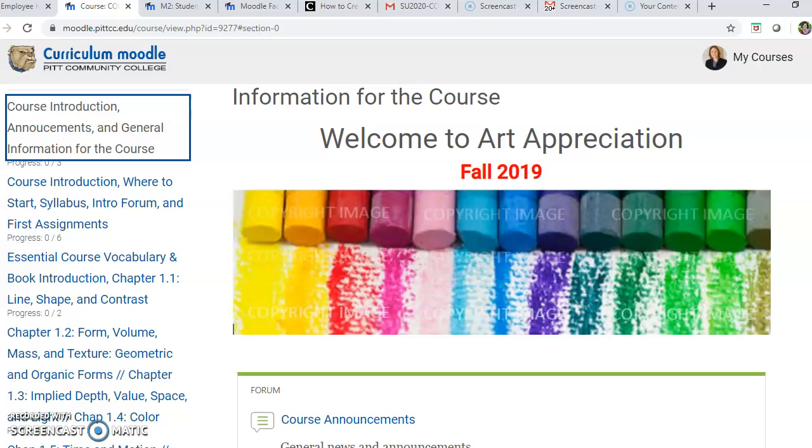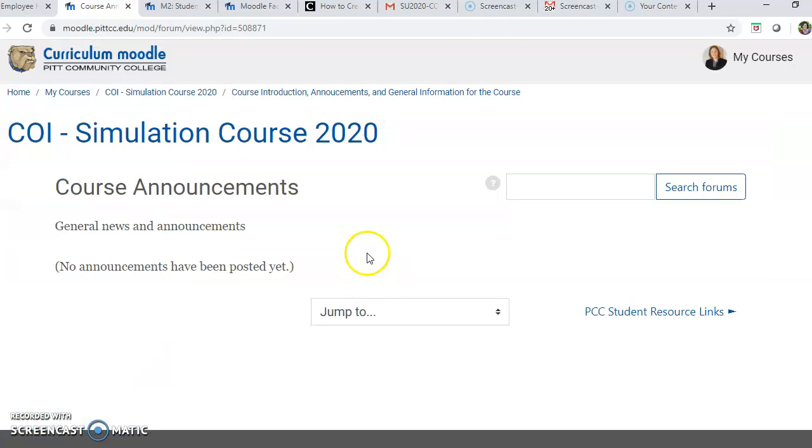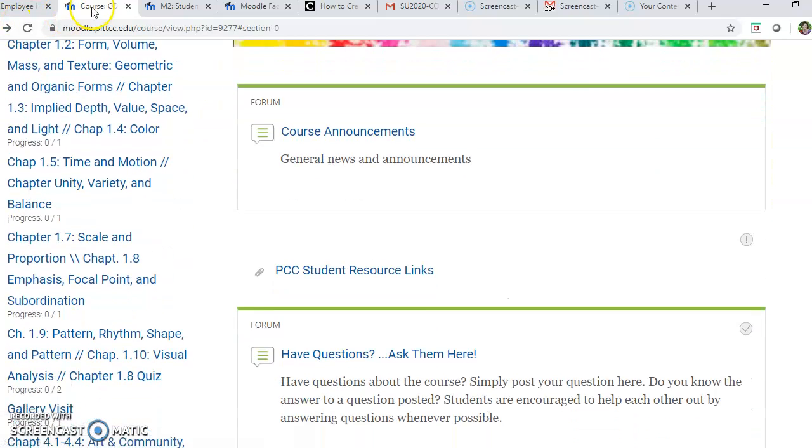When I first clicked on the course introduction, though, I did not see any general news and announcements. In fact, it was blank. So when you first go in and you have your first impression from a student, you want to make sure that that's really a good impression, and this didn't quite get you there.